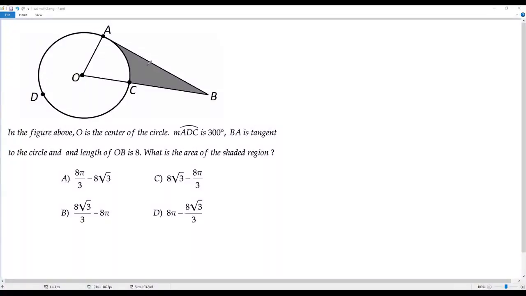Here we have a SAT math problem. Okay, let's go to the question. In the figure above, O is the center of the circle. Measure of arc ADC is 300 degrees. BA is tangent to the circle and length of OB is 8. What is the area of the shaded region?